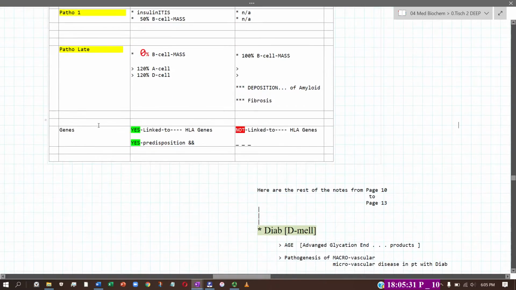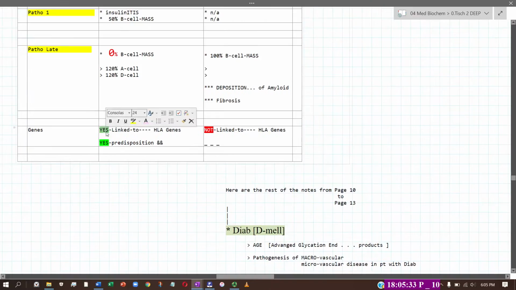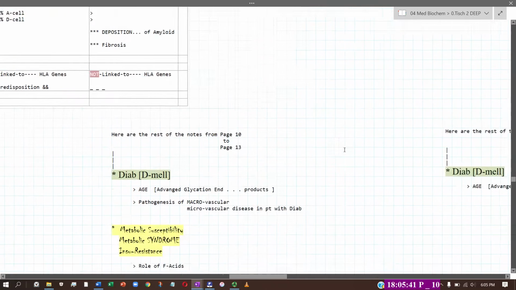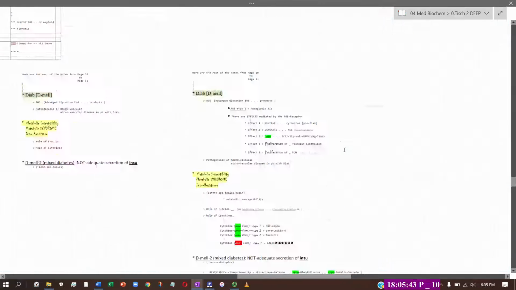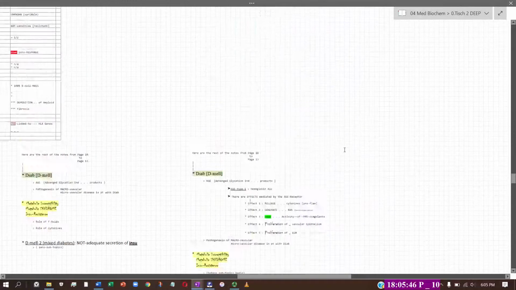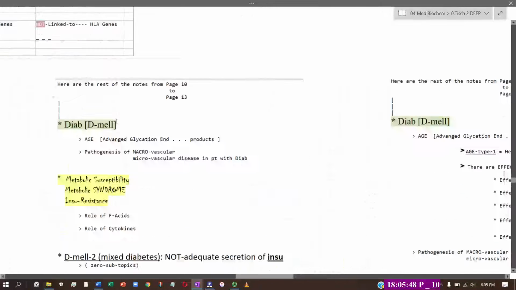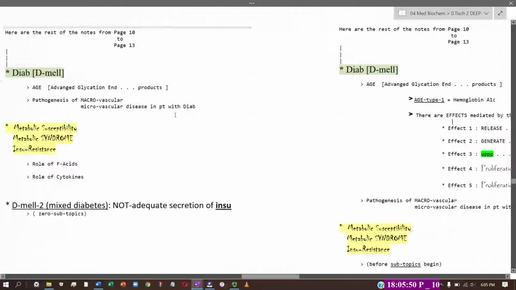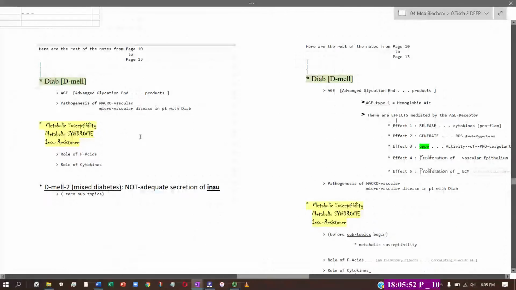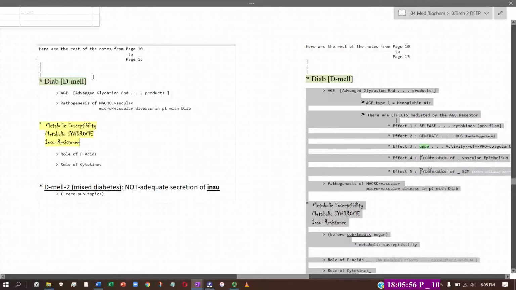So when it comes to genes, type 1 is, yes, linked to HLA genes, but when it comes to type 2, there is no linkage to those genes. Cool. So what else we got? Cool. We're almost done here. So here are the rest of the notes. These notes were kind of monotonous. There were no figures, so this is the best I could get through them to understand this material.